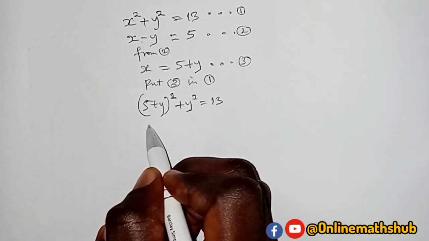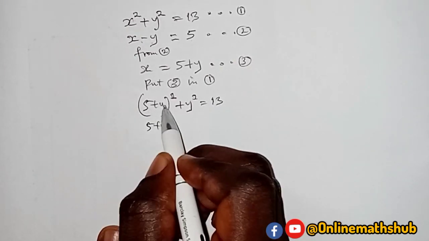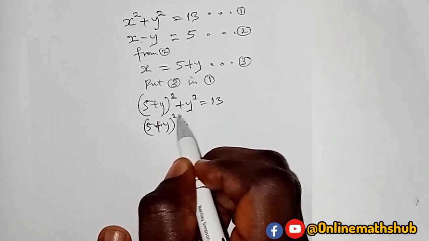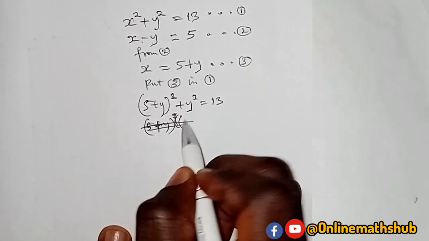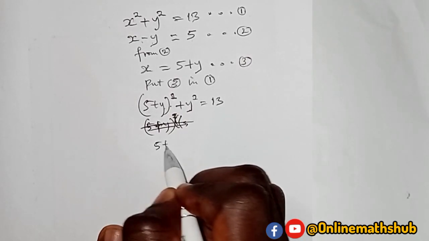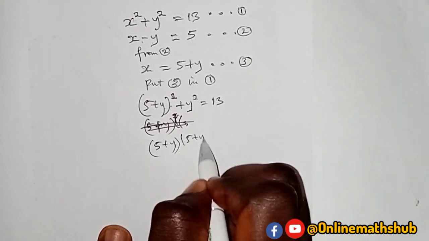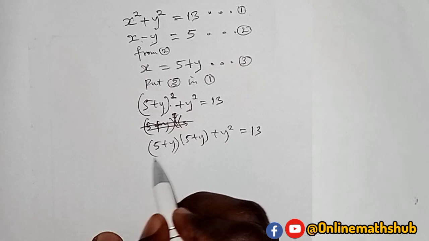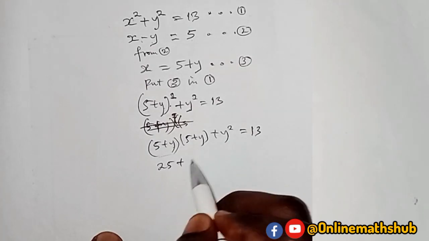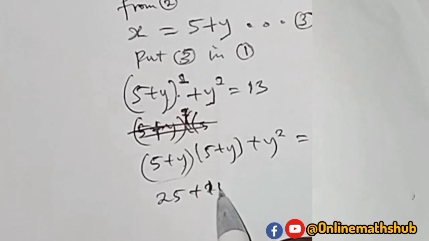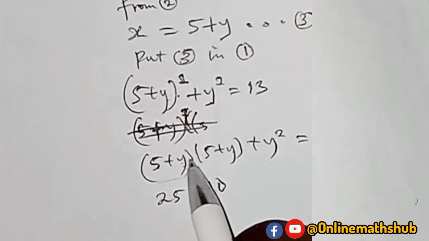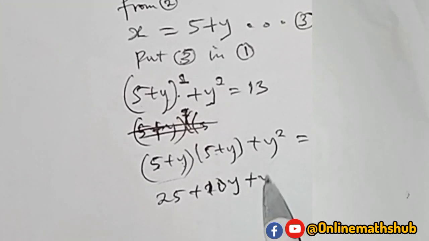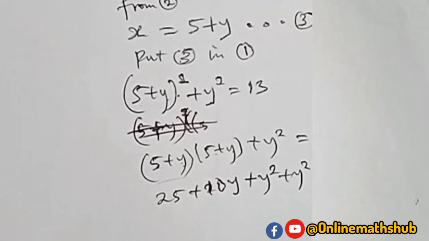So I'm going to go ahead and simplify this. Because this bracket is squared, I'm going to split the bracket. This is (5 plus y) and then (5 plus y) again, plus y squared is equal to 13. If I multiply through, I'm going to have 25 plus 10y, because 5 times y plus y times 5 will give us 10y, and then plus y squared is equal to 13.